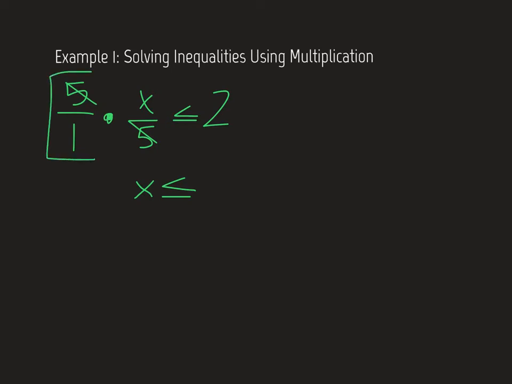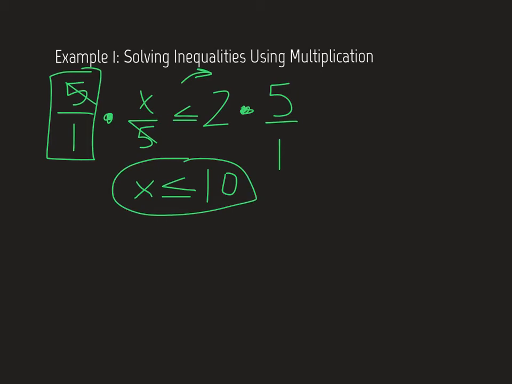Remember, what I do on this side, I also have to do on this side. So now I'm going to multiply this side by 5 over 1, but I technically don't need to put the over 1, because 2 times 5 is 10. So this becomes my answer. And this is how we can do our check, and that's why they want us to graph the solution.